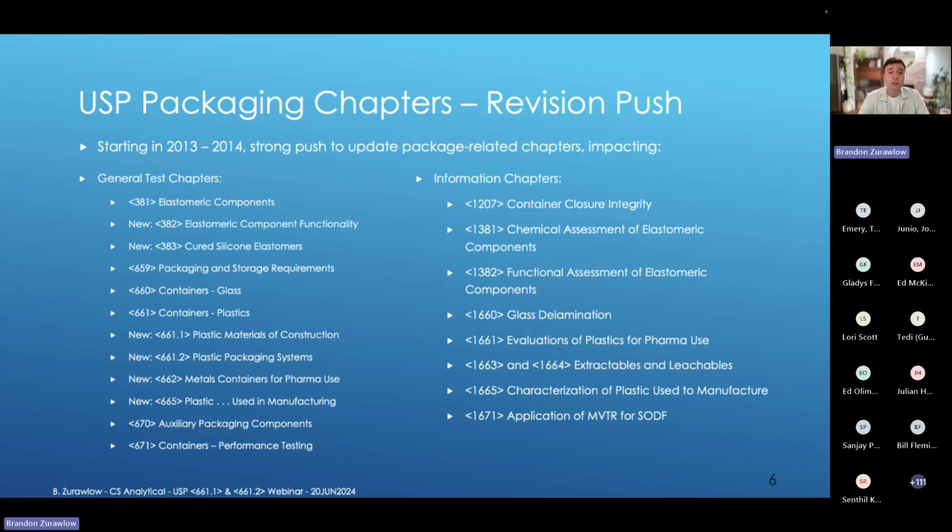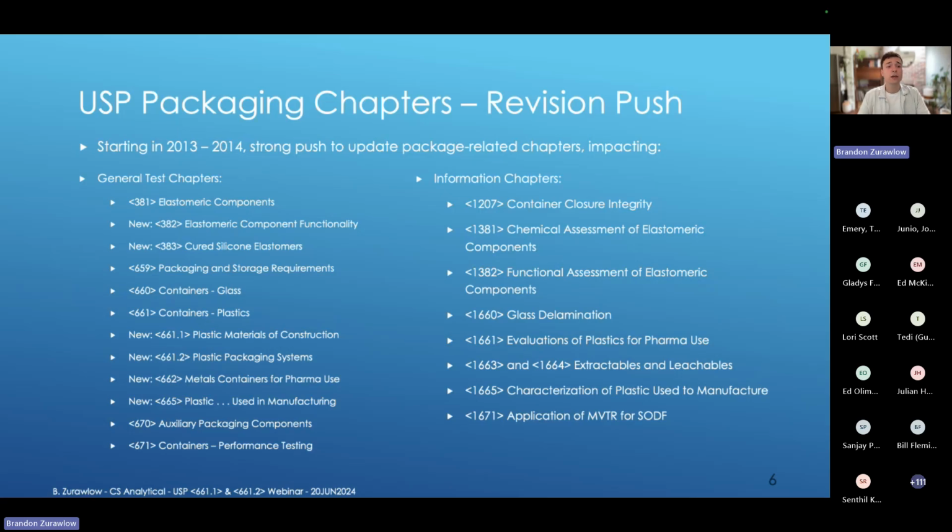So just to provide a little bit of a broader insight into the vast array of package related chapters in the USP, I've put together this slide. And starting in about 2013 to 2014, there was a large push to revise really almost all of the chapters in the USP pertaining to package components or systems. And so since this revision cycle started in that time frame, pretty much every single one of these chapters that is listed here has been impacted or updated in some way.